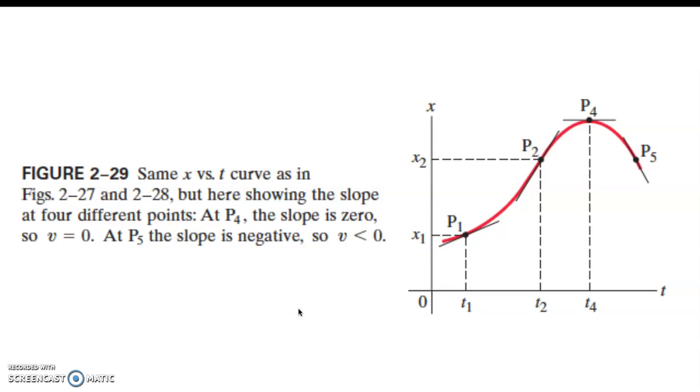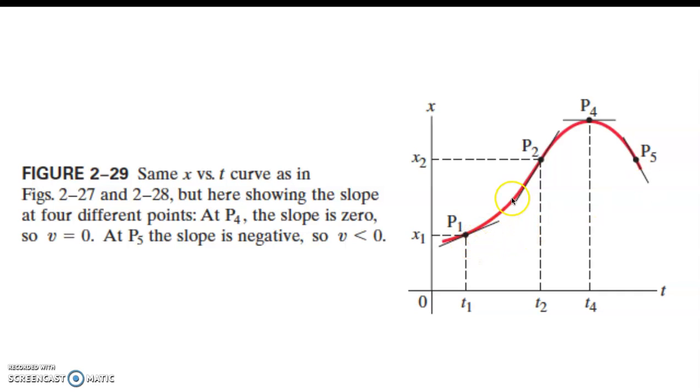Same curve that we've seen, but now we find the slope at 4 different points. So the slope here is small but positive. Here it's way increased and positive, so speeding up. Then we get to this point and it's flat, which means at this point the object is not moving, probably changing direction. So it's going to stop and change direction. And then we have a negative slope because we're going back in the negative direction, so the velocity will be a negative velocity.